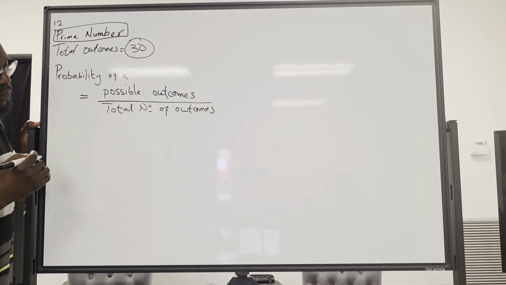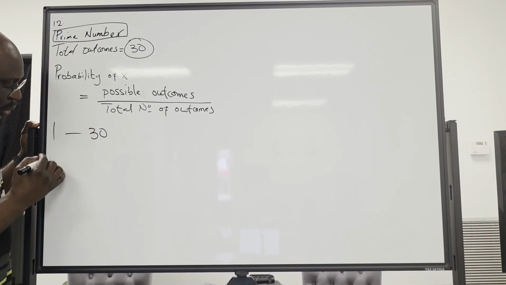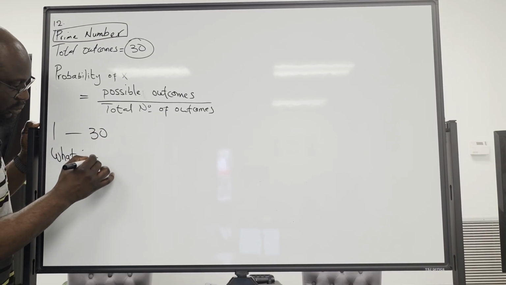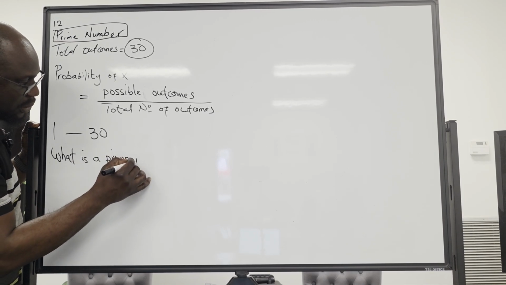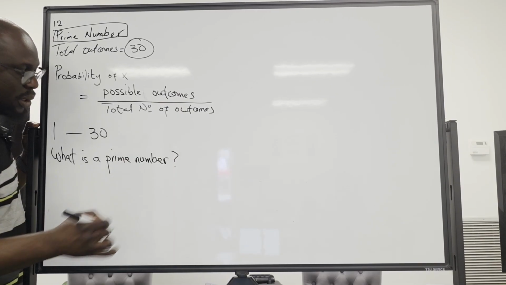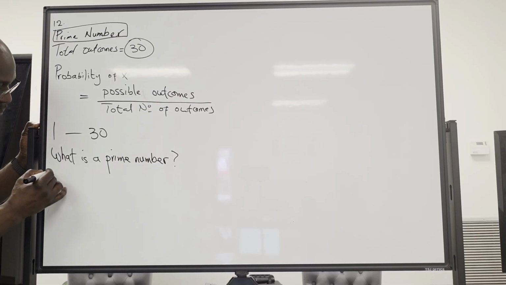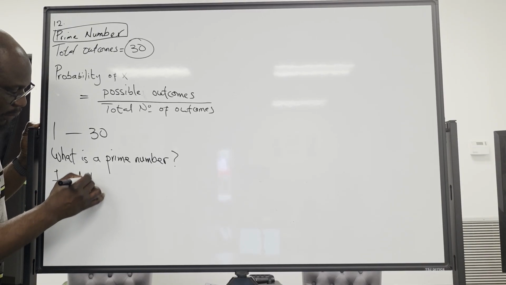So they give us the numbers between 1 and 30, right? The first question is, what is a prime number? A prime number is any number that is only divisible by 1 and itself.